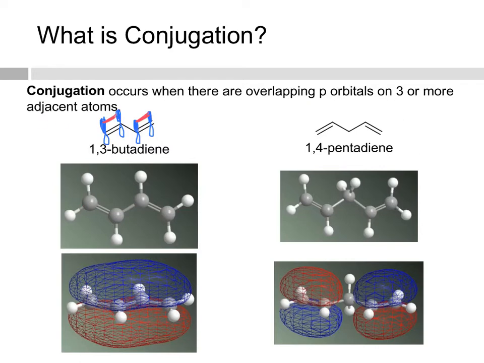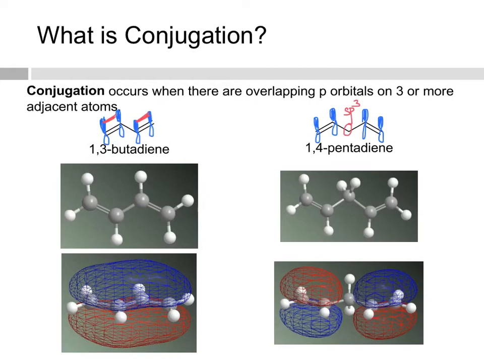Now let's look at 1,4-pentadiene. If I were to draw the p orbitals in 1,4-pentadiene, I've got these two p orbitals that make up this pi bond, and I've got two p orbitals here that make up the second pi bond. However, in the middle, I've got an sp3 hybridized carbon atom which has no p orbitals.